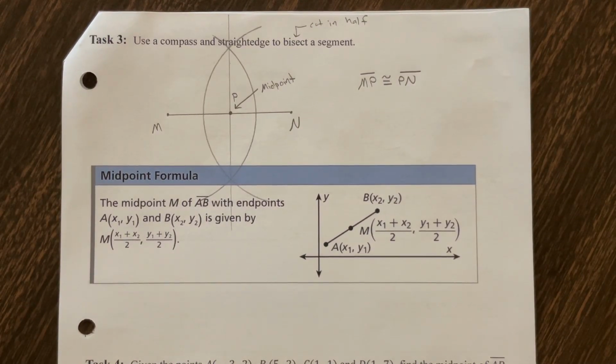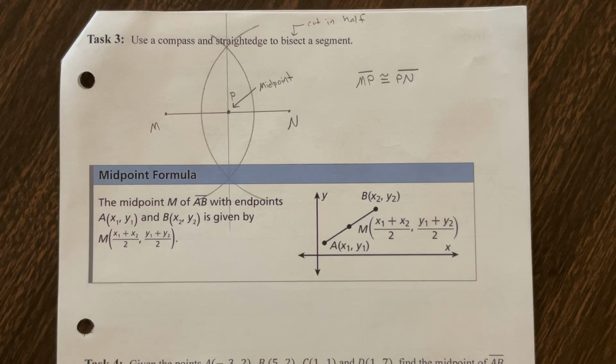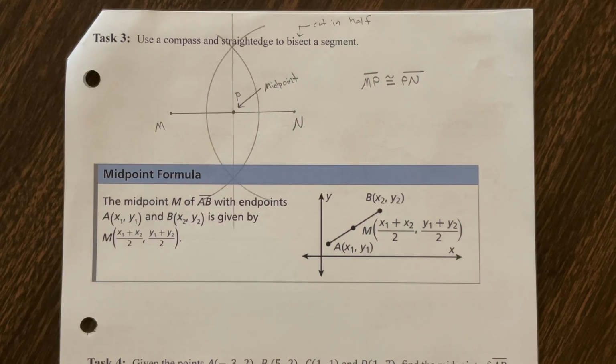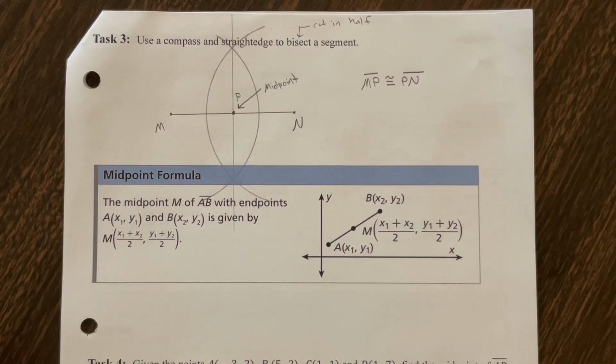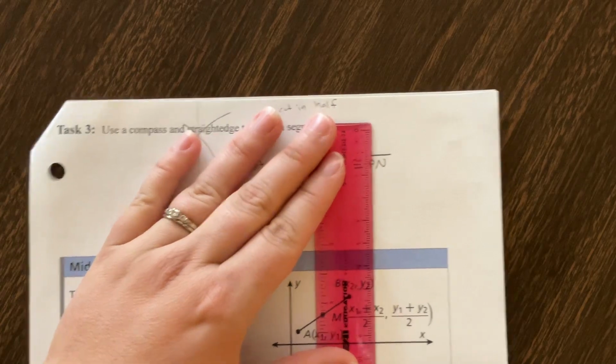Right. Last video for this section. Again, we've already talked about midpoint and how to find that midpoint of a section using a compass. There is another way to find a midpoint if you have some ordered pairs to give you a location of your points. So we're going to go ahead and look at that method.